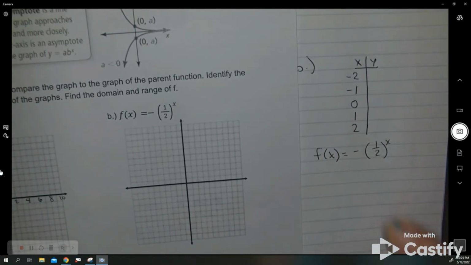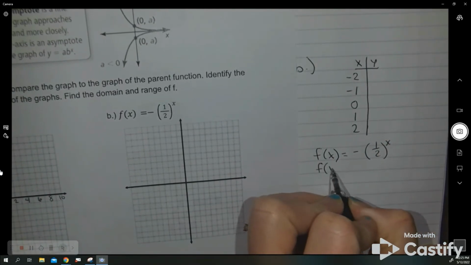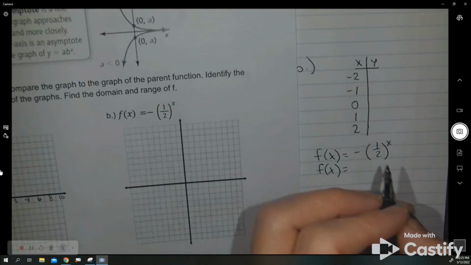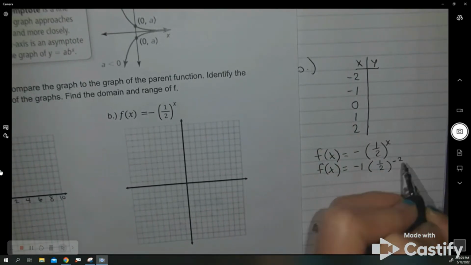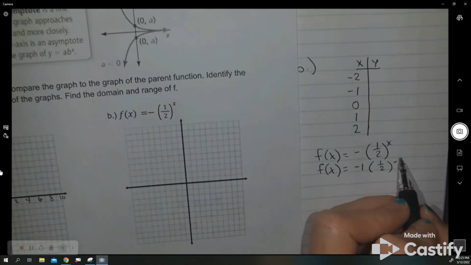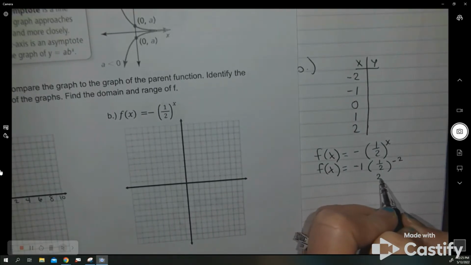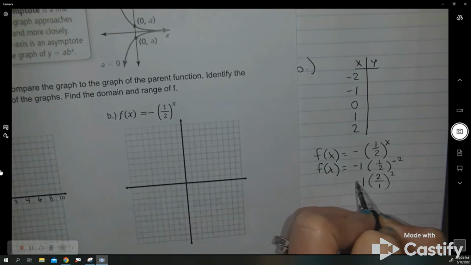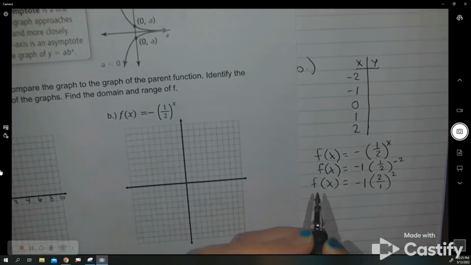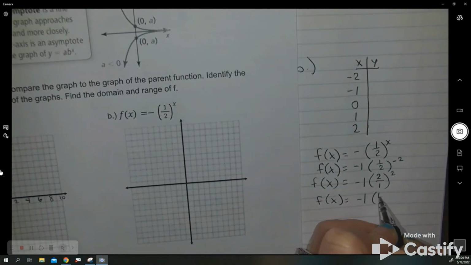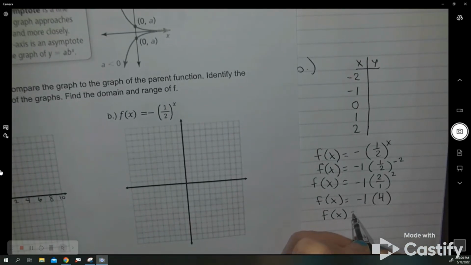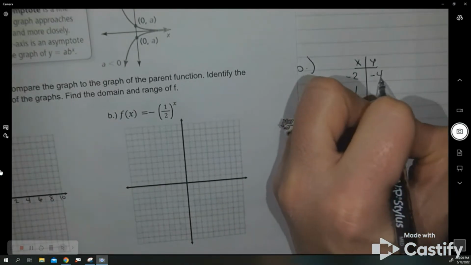Now remember, this is the same idea as saying -1 times the answer of 1/2 to the x power. So when I rewrite it, I'm going to remind myself that this is the same as -1 times 1/2, and I'm going to use the -2 power first. Just like before with our exponent rules, that negative in the exponent means I flip my fraction, so now it becomes 2 over 1 to the power of +2, times -1. And then 2 to the power of 2 is 4. So -1 times 4 gives me -4. So my first value here is -4.